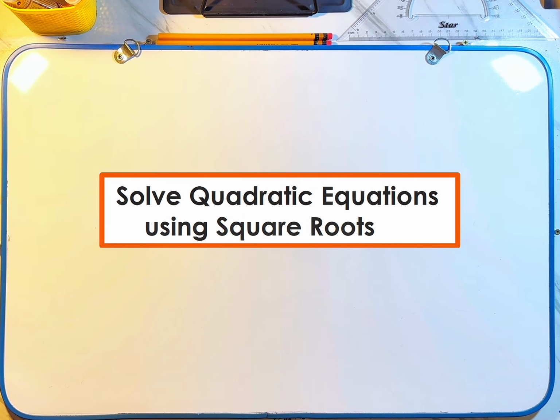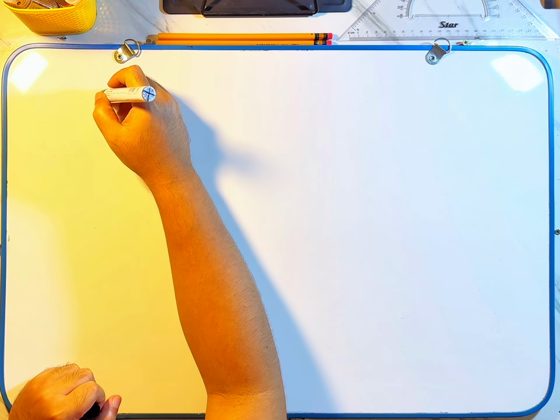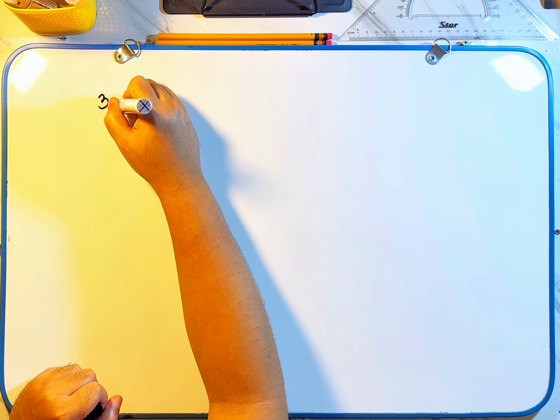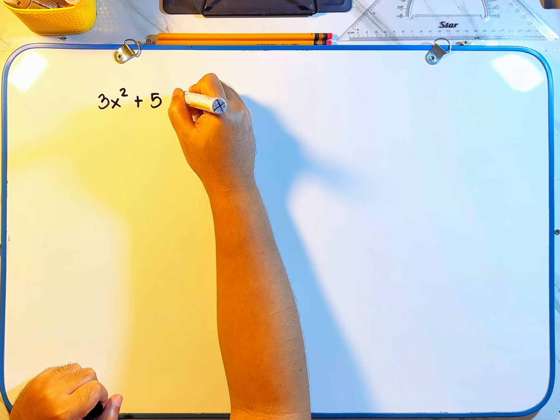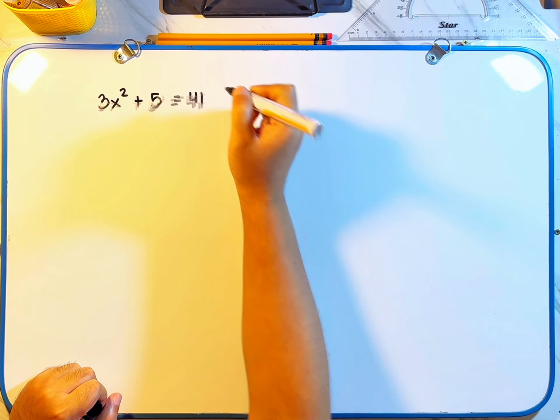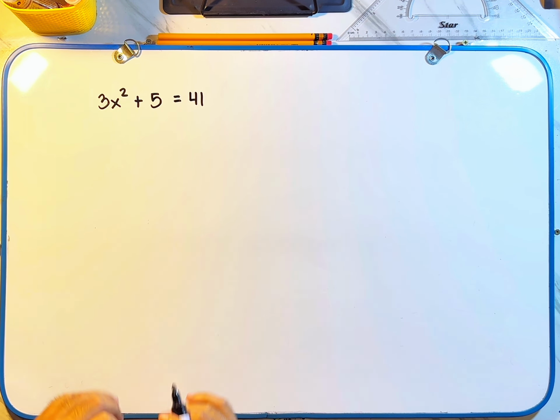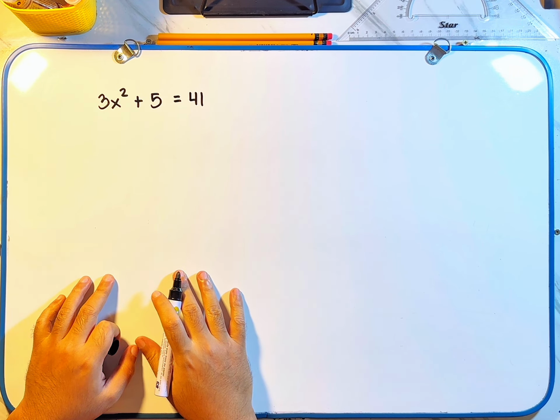Hello, in this video let us discuss solving quadratic equations using square roots. Say we have the following quadratic equation: 3x squared plus 5 equals 41. We can solve this using the concept of square roots.